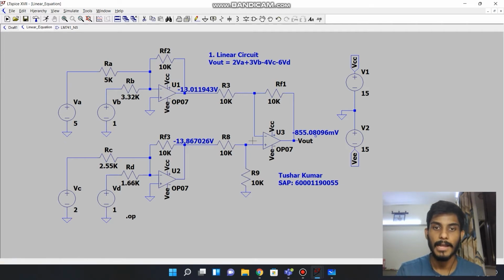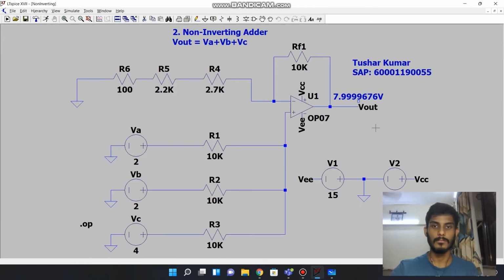And here we have a unity gain stage, 10 kilo ohm and 10 kilo ohm, because we don't need to amplify it. And therefore when it passes through these terminals, we get the output as minus 855 millivolts, which is approximately minus 1 volt, which is the expected theoretical value we need. And yeah, so this was the linear circuit. Now let's move on to the adder.